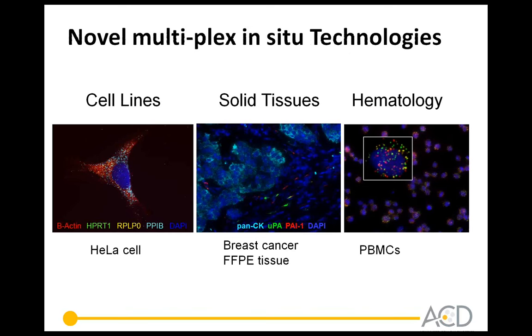And again, with the fluorescent assay, you can simultaneously multiplex up to four targets. You can use this assay in cell lines, in solid tissues, or in hematology samples. We have a new assay that we're launching soon for PBMC detection.